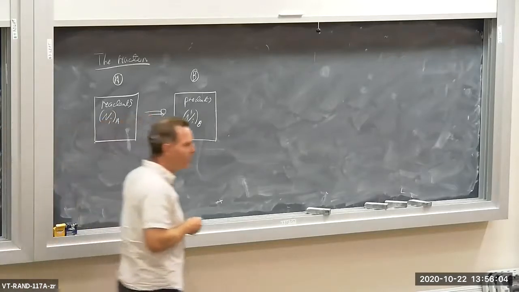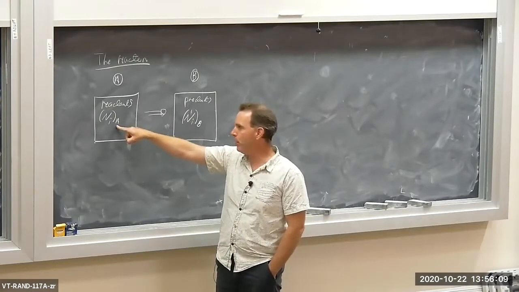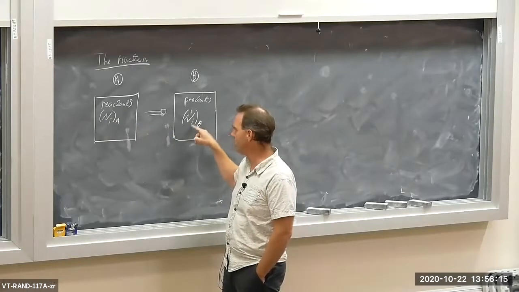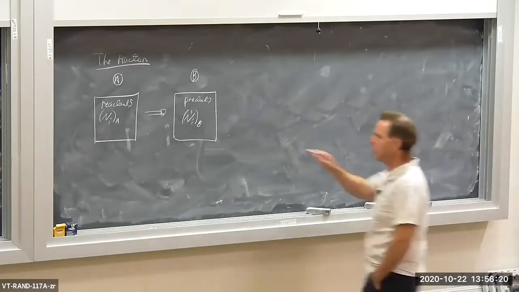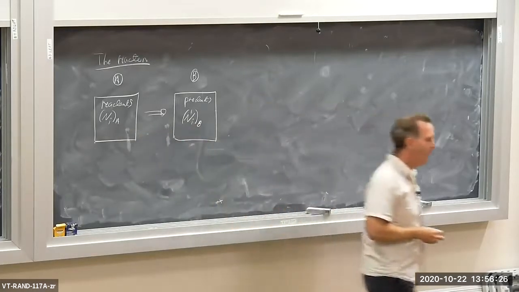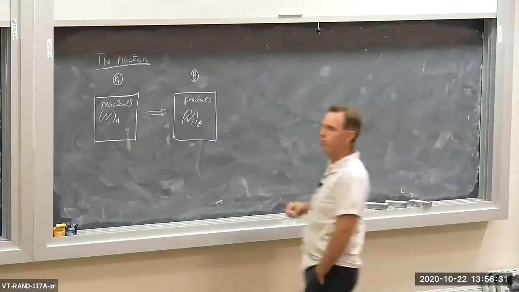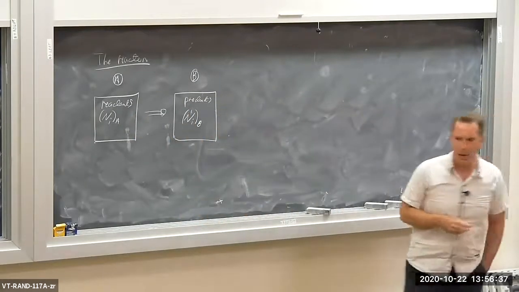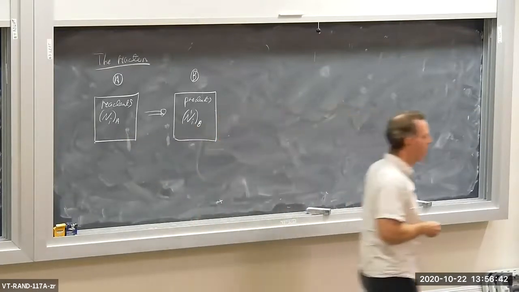So I want to know what the relationship is between the number of moles initially in the reactants for any species I, and the number of moles in the products for any species I. What's the relationship between the number of moles initially for some chemical and the number of moles finally? How many moles of fuel are in the reactants? How many moles of fuel are in the products? How many moles of oxygen are in the reactants? How many moles of oxygen are in the products?